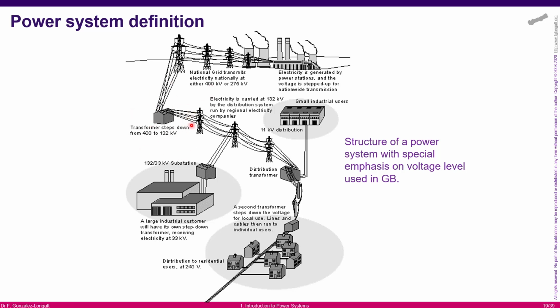Then the electricity reaches near the population, and we start to reduce the voltage levels. We use transformers, these very beautiful electrical machines, to reduce the voltage level from 400 to 132, and then almost inside your town we reduce the voltage a bit more, and we arrive at small distribution stations, a small distribution transformer, in order to supply electricity to local industry users. And then we have some other smaller transformers delivering the electricity at 240 volts to your home.